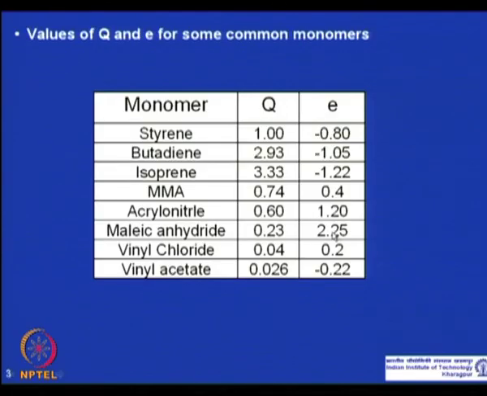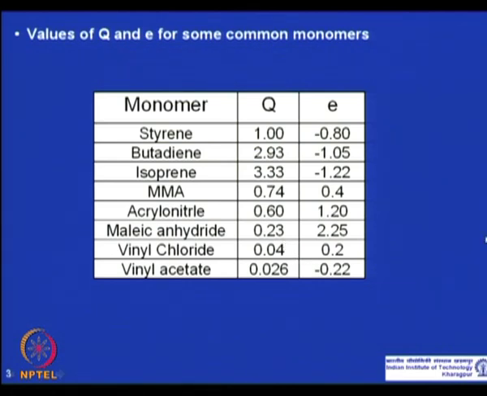It is not that these values are fixed, but they might vary a little bit depending upon the condition of the reaction, but the trend will remain the same. So absolute values of Q and E for a monomer might change, but the trend will always remain the same irrespective of the condition. And because it cannot stabilize the radical much, its reactivity also comes down.